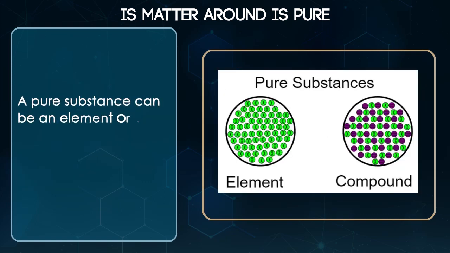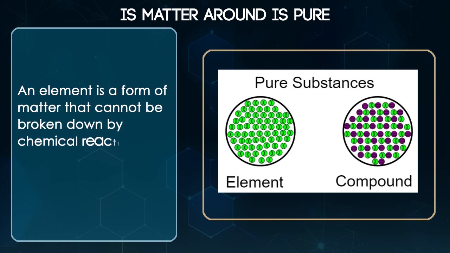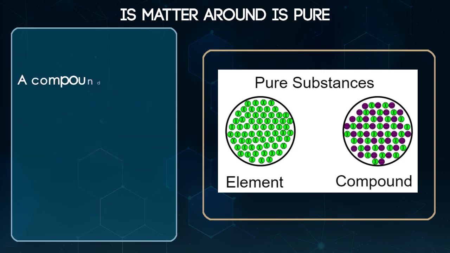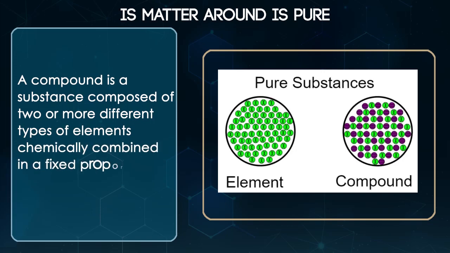A pure substance can be an element or a compound. An element is a form of matter that cannot be broken down by chemical reaction into simpler substances. A compound is a substance composed of two or more different types of elements chemically combined in a fixed proportion.